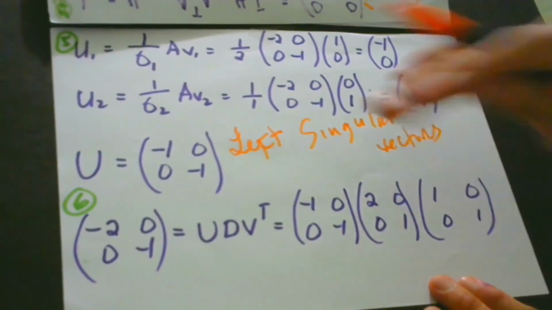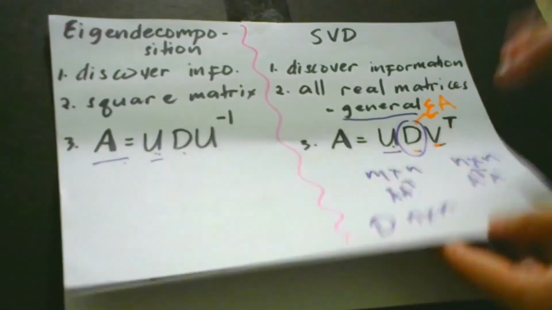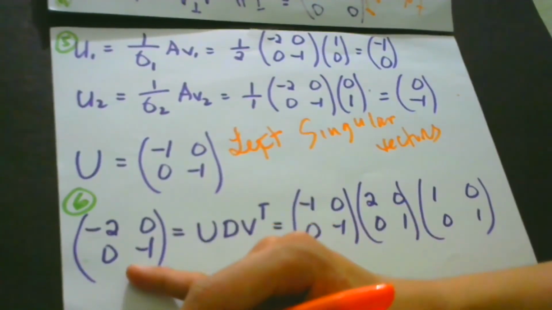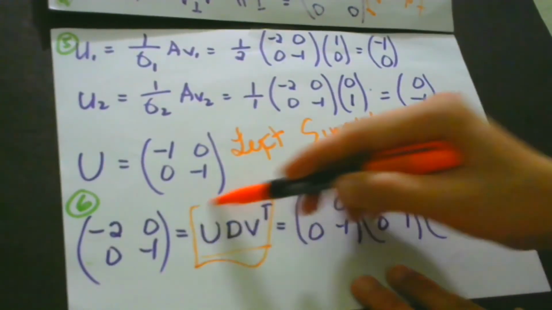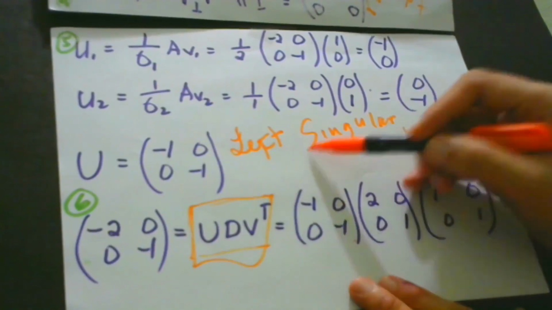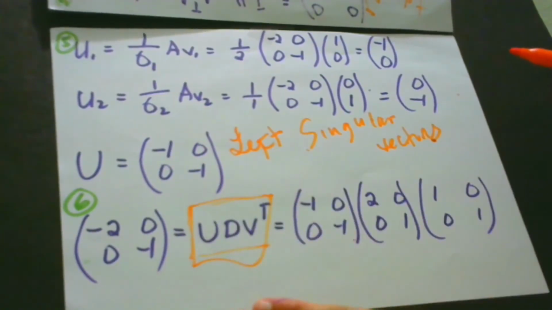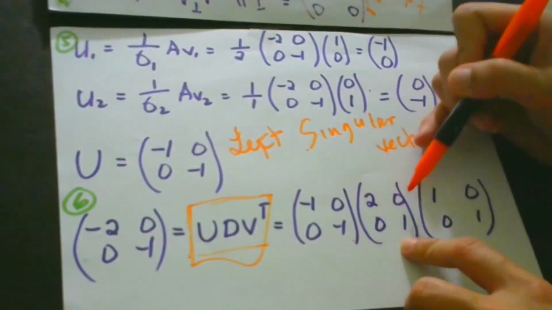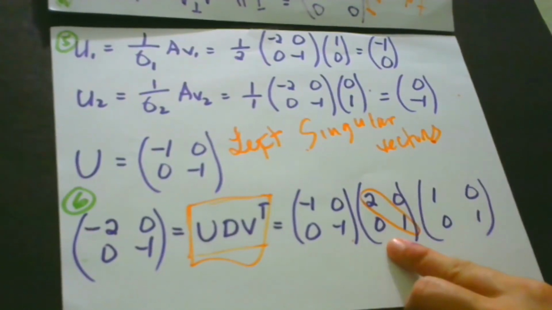Okay, now after finding our singular vectors, we are done with U, we are done with D, we are done with V. So what shall we do then? Our original matrix is [-2, 0; 0, -1]. Following this decomposition, now we have [-1, 0; 0, -1]. As you can see, this is the left singular vectors. And why is this left? Because this is found at the left of the diagonal matrix, which is composed of the singular values, which can be found in the diagonal of this matrix.